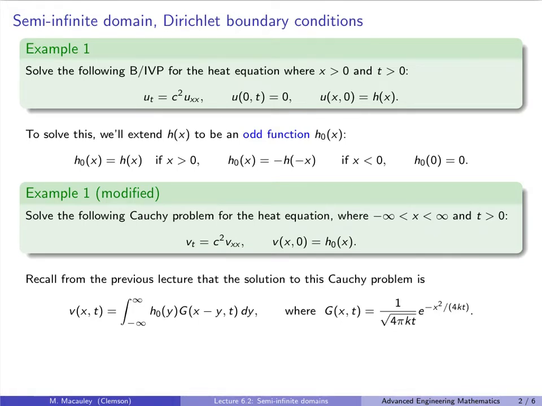So we're basically done. Nothing really more to do, right? Well, it turns out we can simplify this a little bit, not too surprisingly, because of the symmetry involved. We don't need to write this as an integral from negative infinity to infinity with this extension h naught. What we want to do is write it in terms of this original function h of x, which is just defined on 0 to infinity.